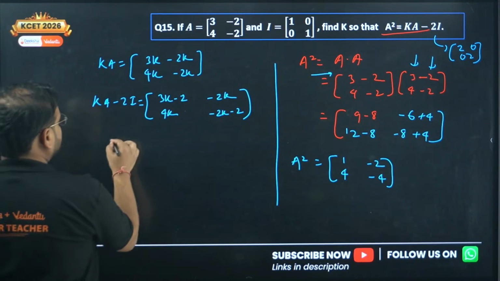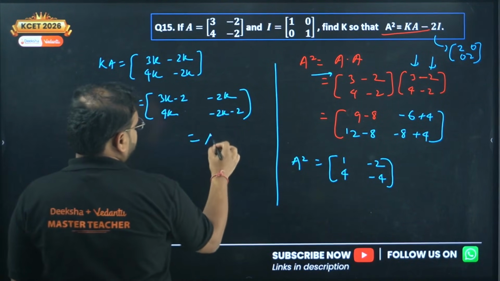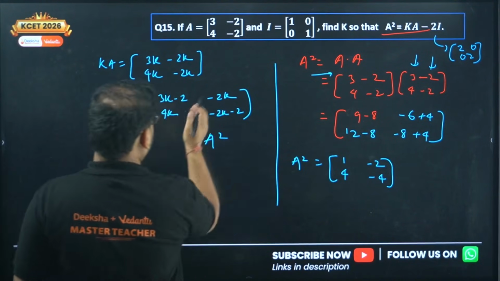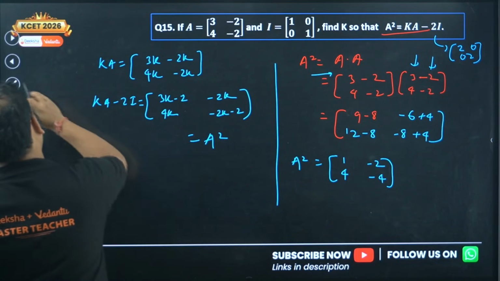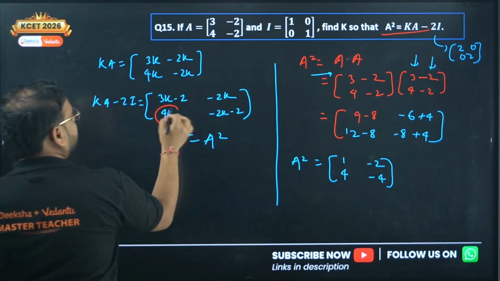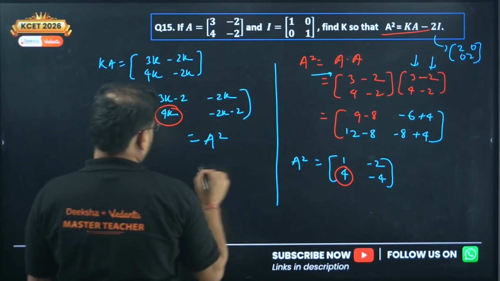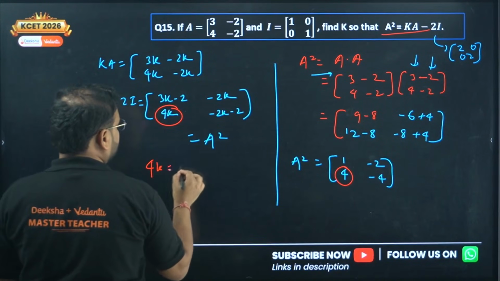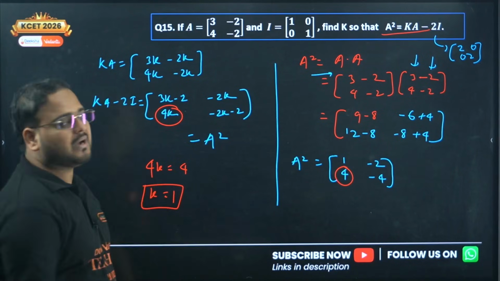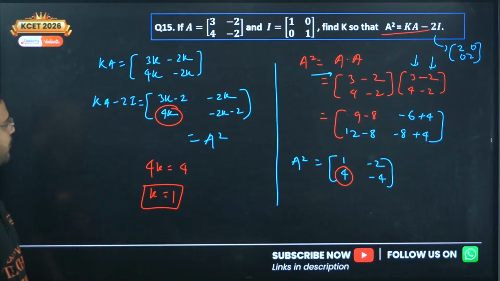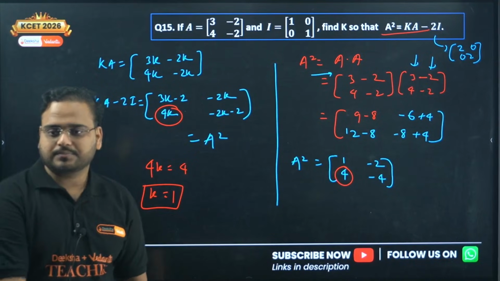Now compare this with A square. Compare here and here, okay? So what are you getting now? Check this out. 4k equals 4. K value is 1. Compare the corresponding elements, you'll get the answer as k equal to 1. 15th question answer is 1.